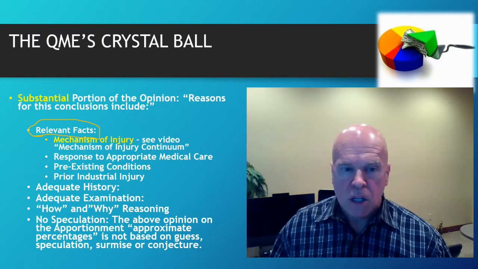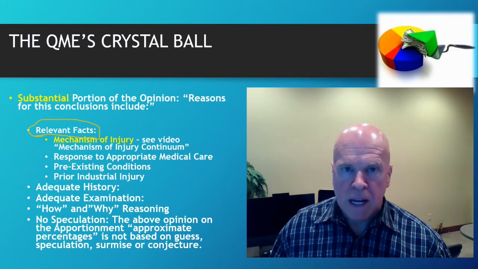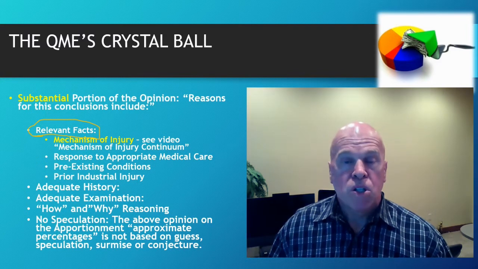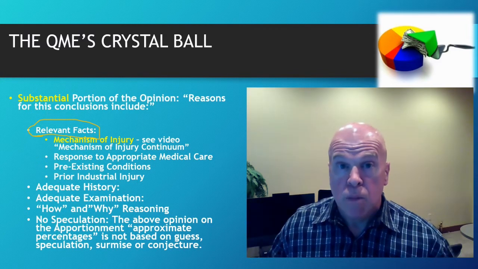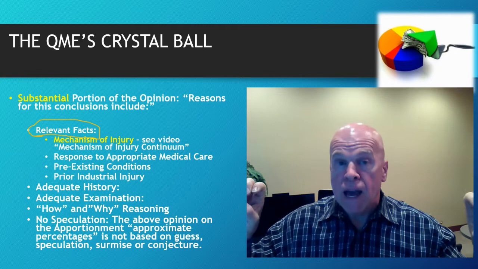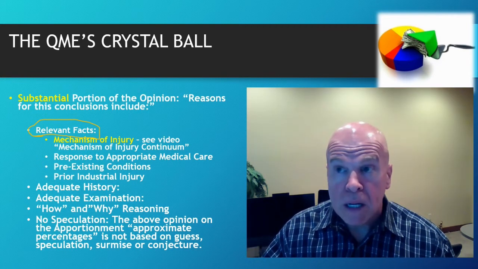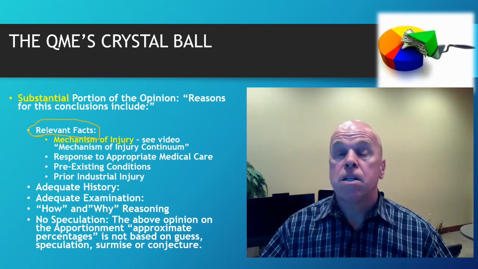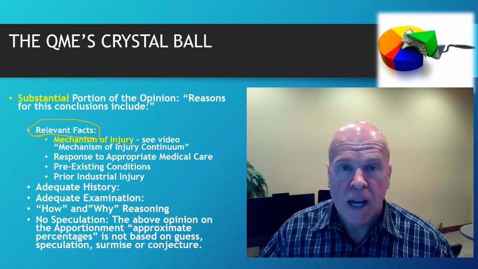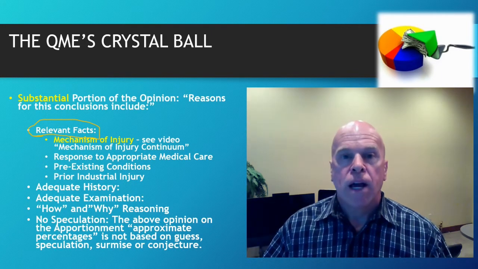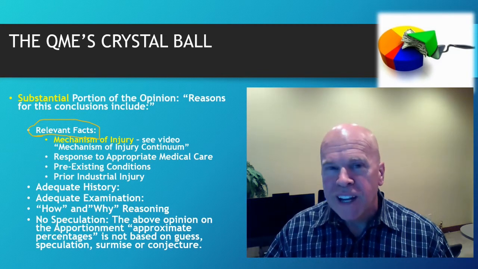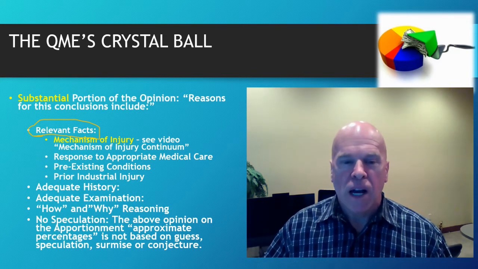And the facts that you provide here must not only be factual facts, they must be relevant facts. And facts become relevant when they support your opinion for a certain percentage. In other words, we're not just asking for facts, we're asking for facts that are relevant to your apportionment approximate percentages.